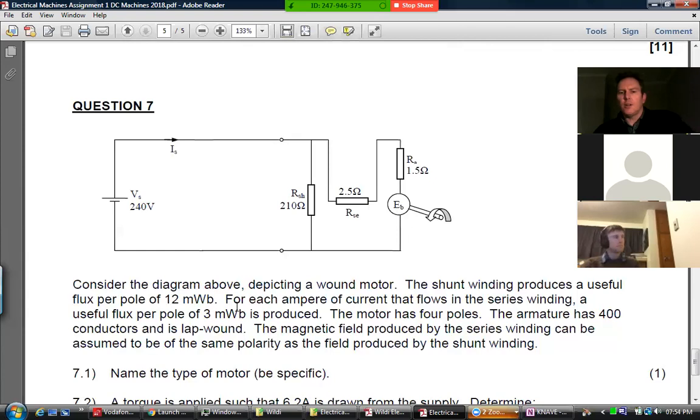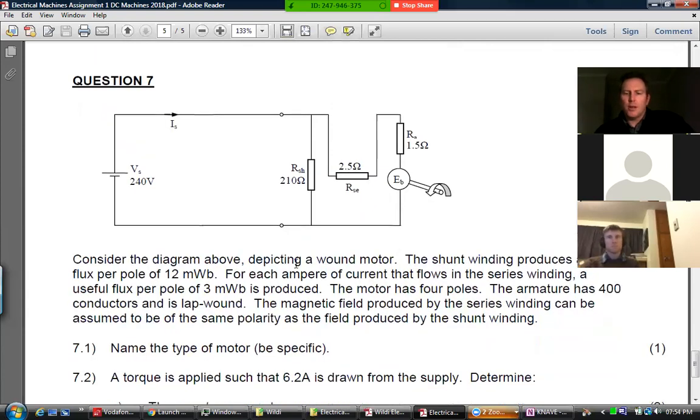This one's a bit of a challenge because it's perhaps slightly more complicated than the other ones, because I've got a combination of your Webers, your milliwebers. The important thing here is that for each ampere of current that flows in the series winding, it's only the amps that run in the series windings which cause an extra bit of flux to be produced. Whereas this flux is always produced because this guy permanently sees 240 volts. He's always producing his 12 milliwebers.